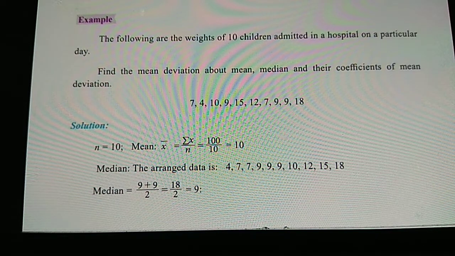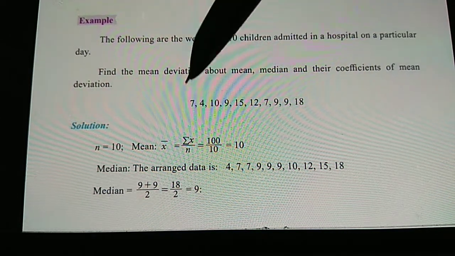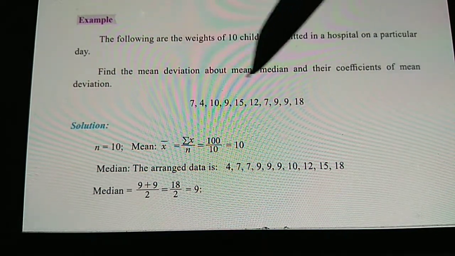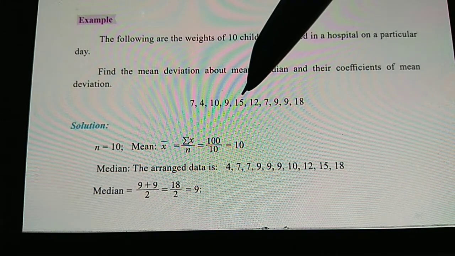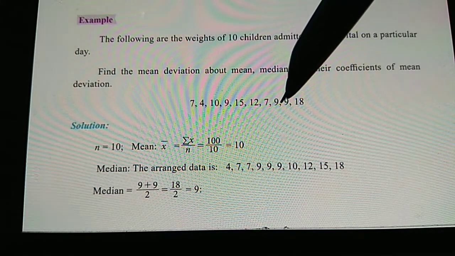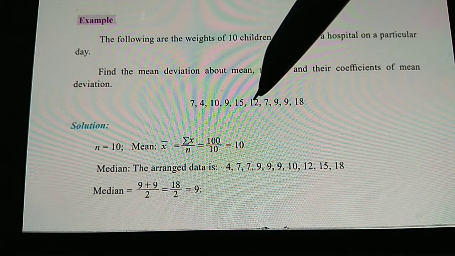First find out the mean: x bar equals summation x divided by n, which is 100 divided by 10. The mean x bar equals 10.